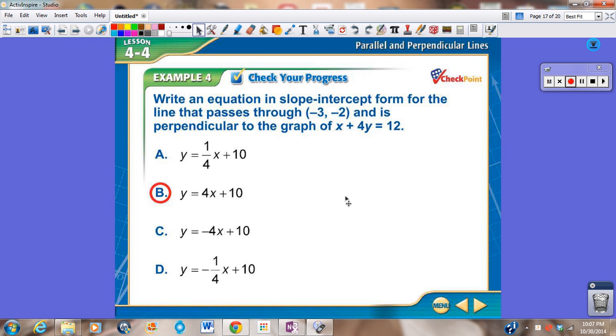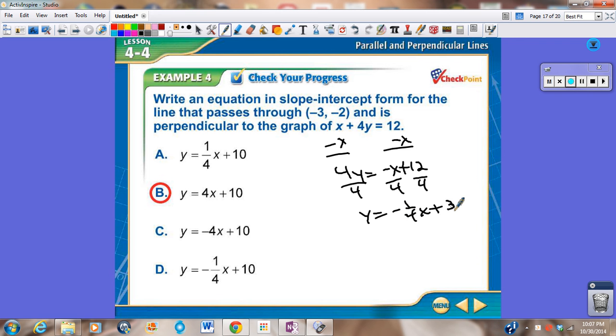Okay, so we're going to do the same thing here. First of all, we're going to solve this for y. And I think I must have left out the parallel ones, but those are usually pretty easy. So here I'm going to subtract x from both sides. So I'm going to have 4y equals -x plus 12. I'm going to divide through by 4. So y equals -1/4 x plus 3. So the slope that I have is -1/4.